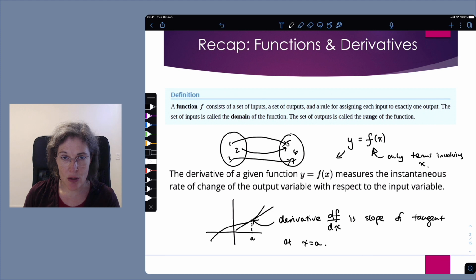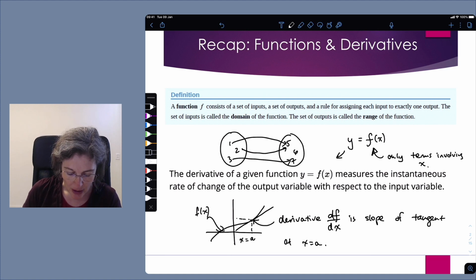And one of the things to notice here is that when I tell you that I'm thinking about my function f of x, and I'm thinking about it when x is equal to a, that tells me immediately which y value, because for each x value you only have one y value. So if I'm saying x is equal to a, then the y value must be f at a. Okay. So this is great, and it's very useful for many models.